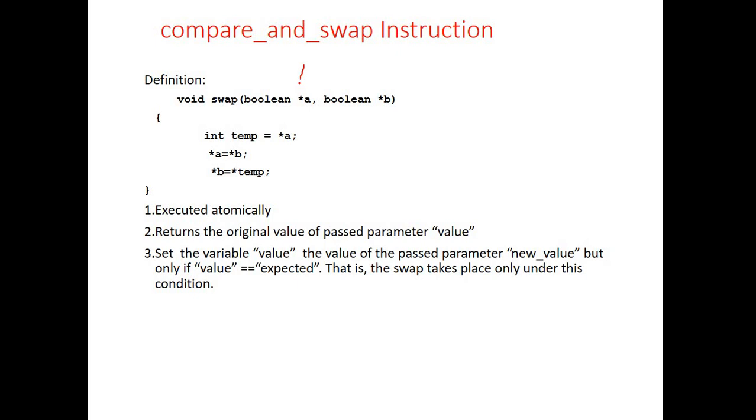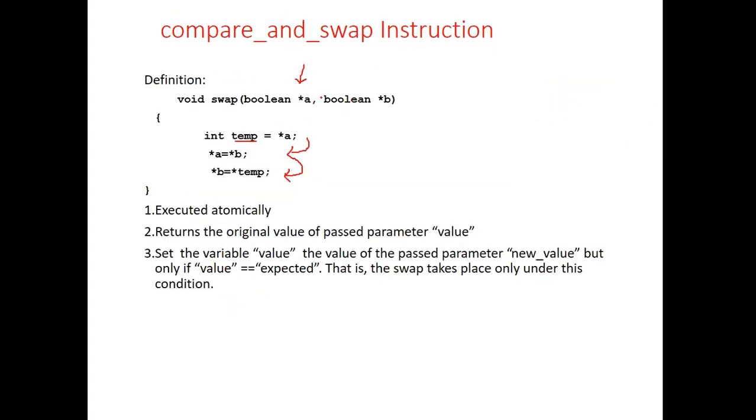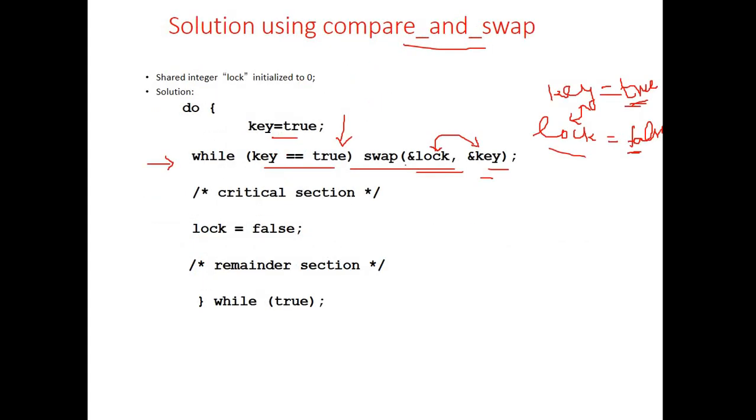The swap function takes the addresses of lock and key into variables A and B, and these values are interchanged with the help of another temporary variable, temp. So when lock is false and key is true, after interchange they become lock true and key false. When control returns to this while condition, the value of key, previously true, is now false. This false value of key terminates the while loop because the condition becomes false.